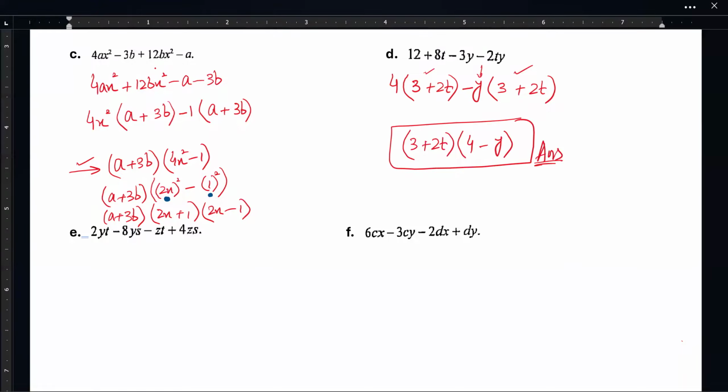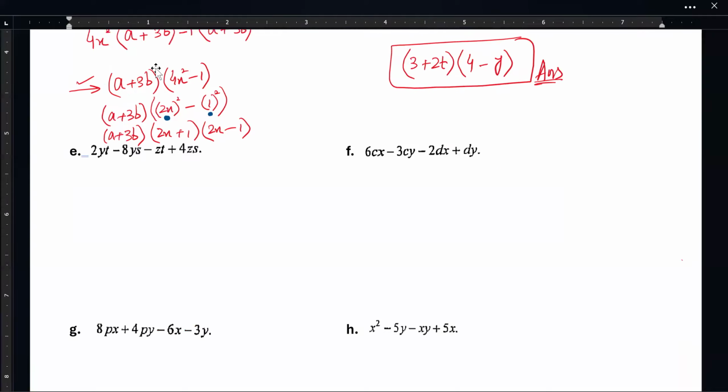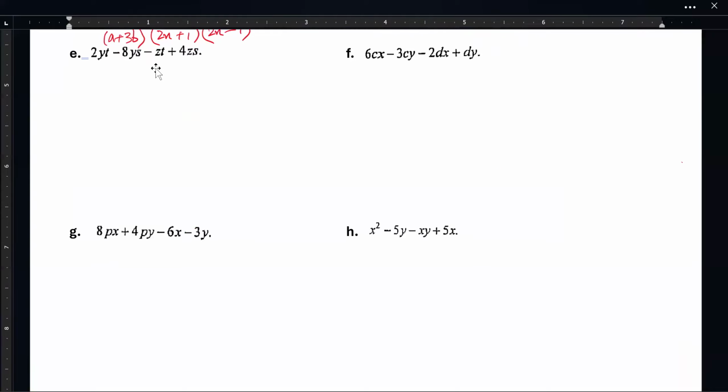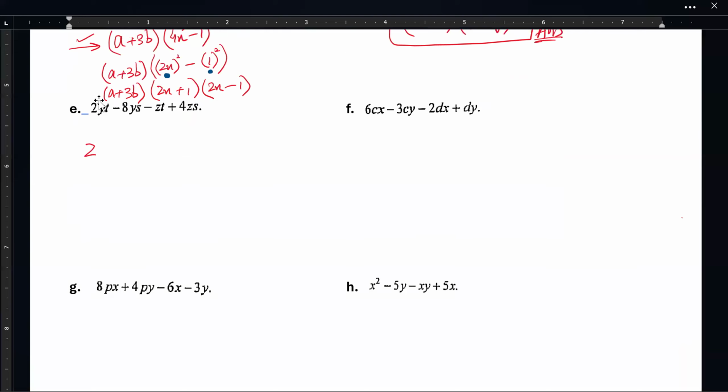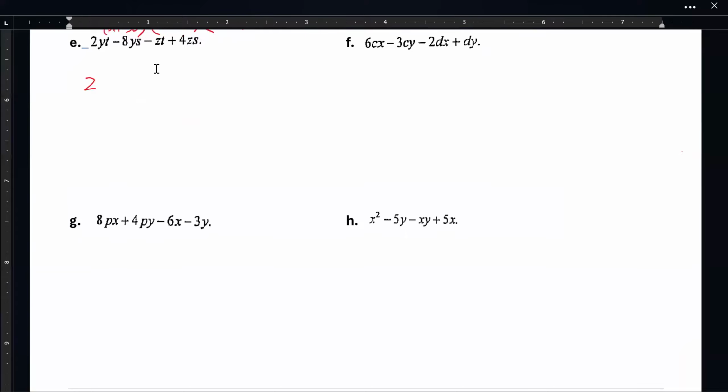Now move to part E. 2yt minus 8ys. Very obvious, 2 is common, y is common. What we have inside the bracket now is t minus 4s.